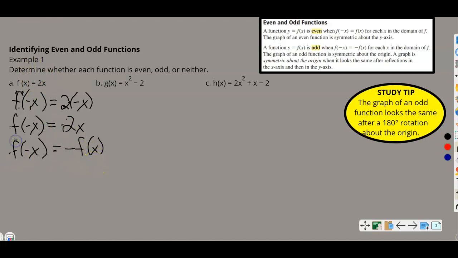So is that even or odd? You have f of negative x equals f of x.